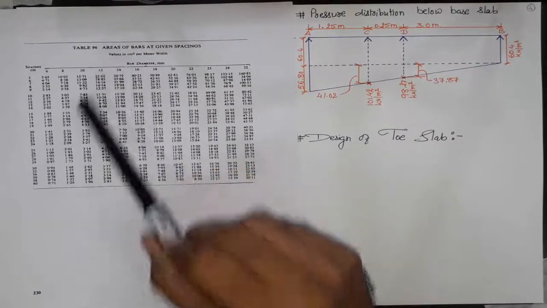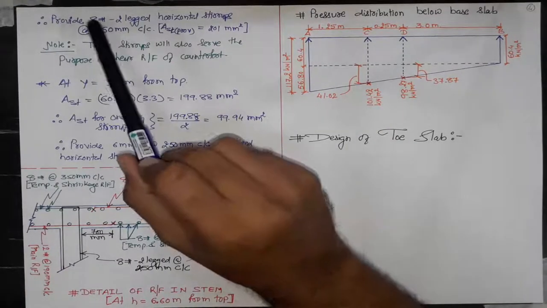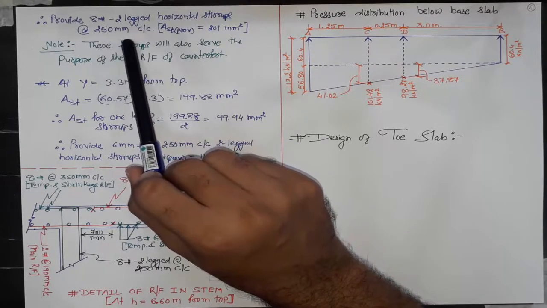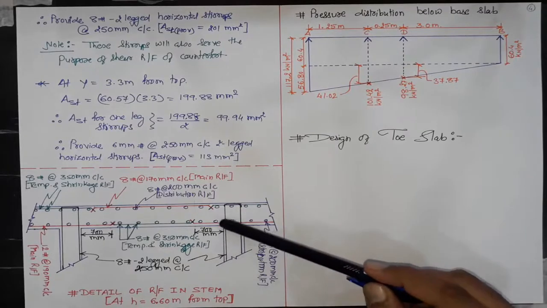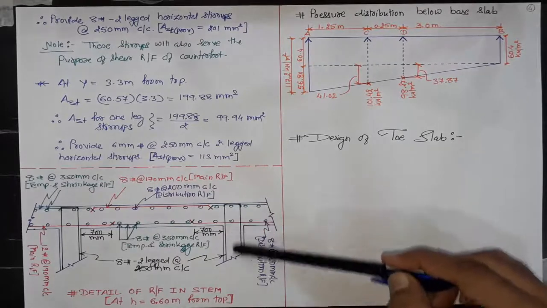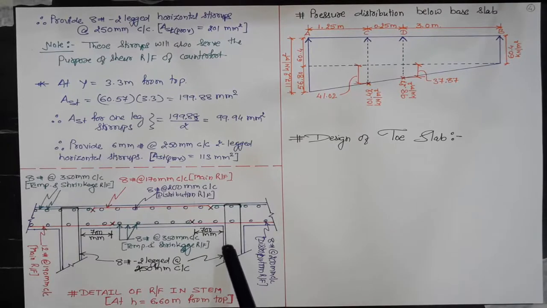Again referring to table number 96, page number 230, we can derive that providing 8 mm diameter two-legged horizontal stirrups at a center to center distance of 250 mm will satisfy our requirement. These stirrups are shown by a black line here. This is our stem slab, this is our counterfort, and this is our U-clip. We have two legs, leg number 1 and leg number 2. This 8 mm two-leg stirrup at 250 mm center to center is used to connect the counterfort to the stem slab.